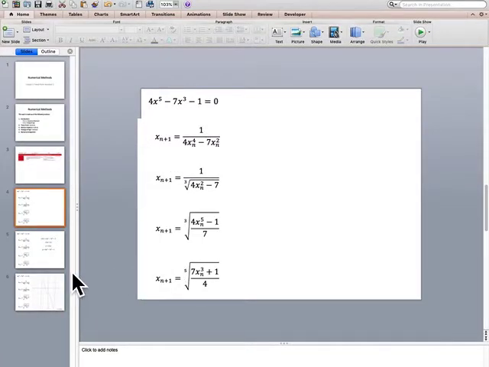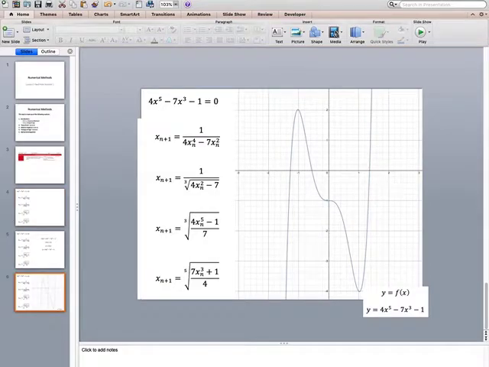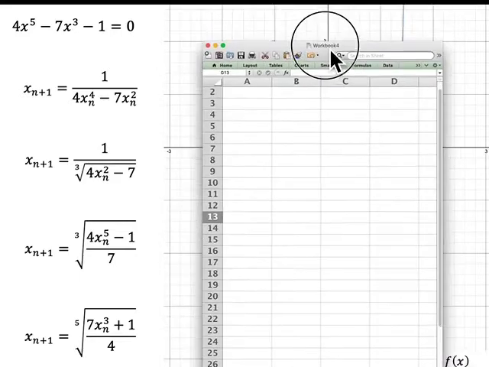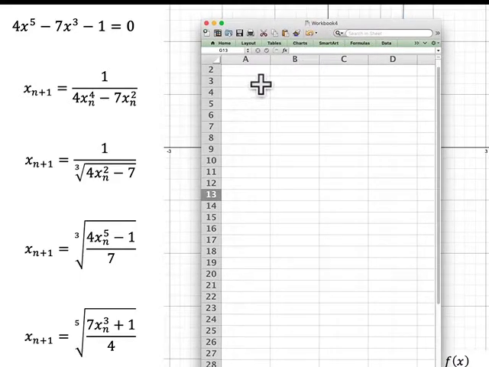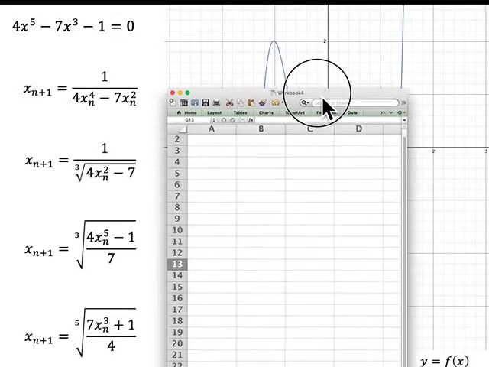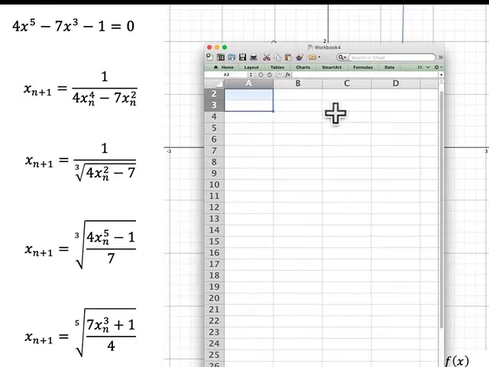Oh, that's not what I meant to do at all. So going back to here, what we're going to do is look at a spreadsheet. Okay, so let's just try and find, to start with, the root between 1 and 2. We'll use 2 as a starting point. So I'm going to put 2 in the top of each column, and then underneath I'll get Excel to work out the next version. So this is x0, and I'm going to work out x1.